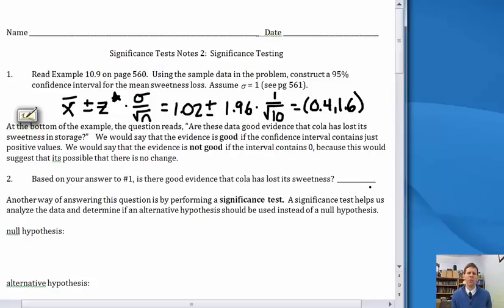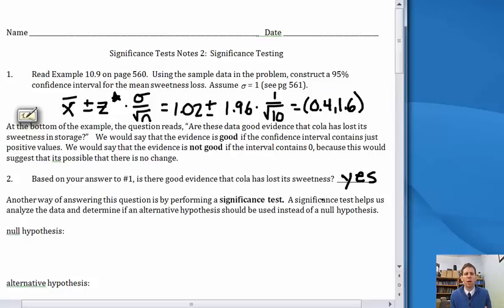We'd say the evidence is not good if the interval contains zero, because this would suggest that it is possible that there's no change. So based on your answer to number one, is there good evidence that cola has lost its sweetness? Well, I don't see zero in this interval, so this seems to be pretty good evidence that cola has lost its sweetness. We have two values here that make up our 95% confidence interval. We're 95% sure that the sweetness loss is between 0.4 and 1.6, which are both positive values, so that seems pretty good likelihood that cola has lost its sweetness.